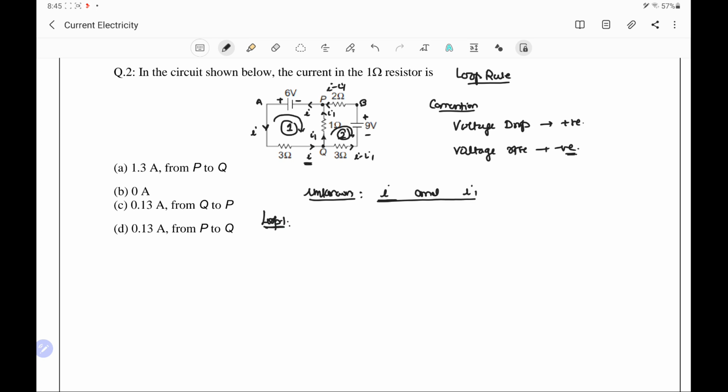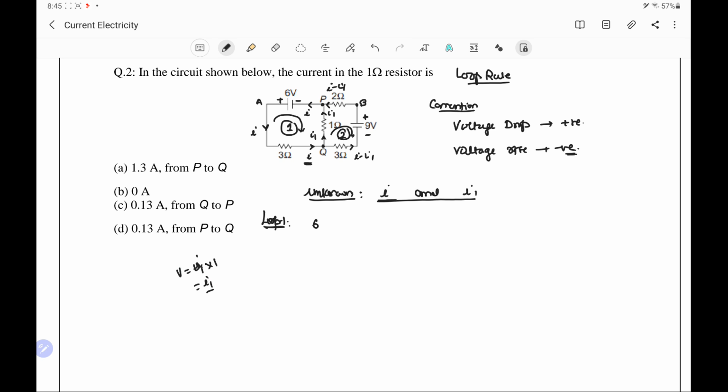For loop number 1, we start from point A, and as we move, we encounter first a battery of 6 volt. In the 6 volt cell we see a voltage drop, because we are moving from the positive end to the negative end of the cell. So this is a drop, and drop will be taken positive, so it is 6. Then we reach P. From P we move to Q, and in this direction there is a resistor of 1 ohm, and the current is moving opposite, that is I1. The voltage drop will be I1 into 1, that is I1.